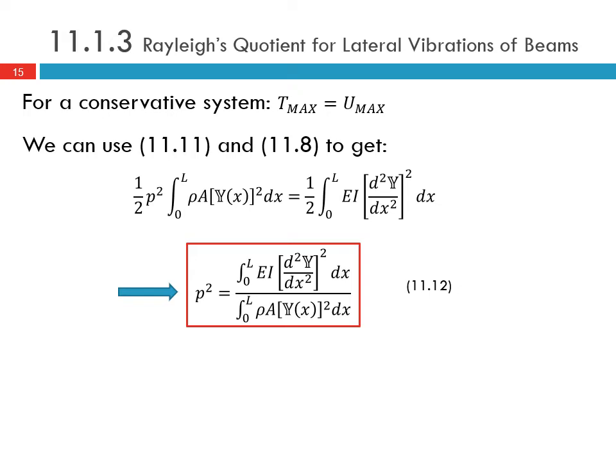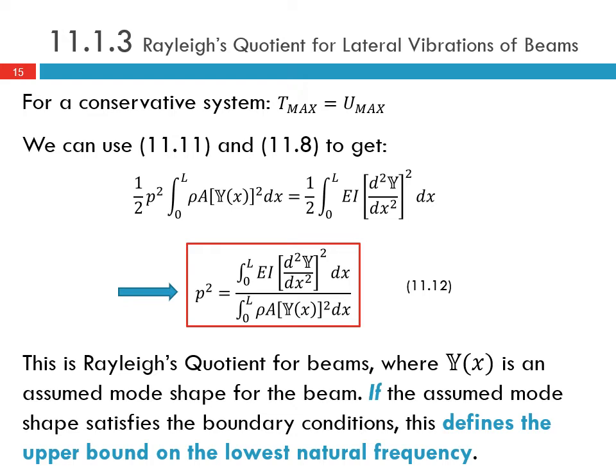and this gives us an estimate of our natural frequency associated with our assumed mode shape. And this is called Rayleigh's quotient for beams, where y of x is an assumed mode shape for the beam. And if this assumed mode shape satisfies the boundary conditions, the geometric boundary conditions in particular, then this defines the upper bound on the lowest natural frequency.